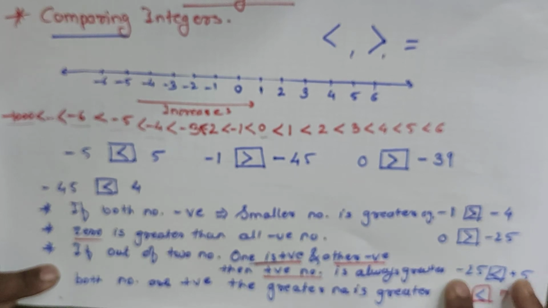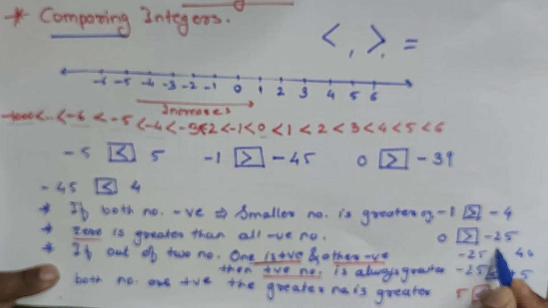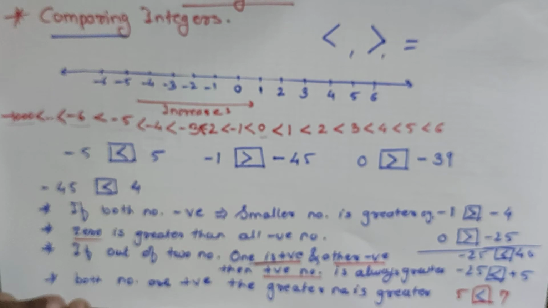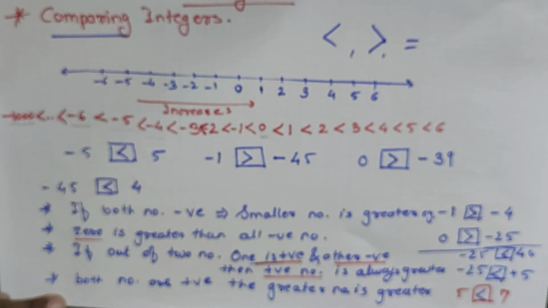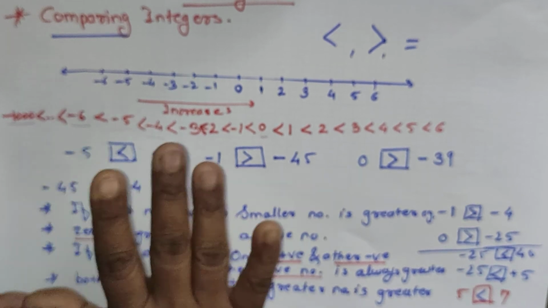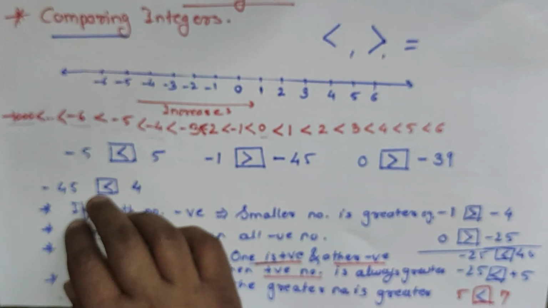One is positive and the other is negative. When it is small, it is also greater, and when it will be greater. Suppose here I have written minus 25 and 40. Then the positive number is greater than all the negative numbers. When both numbers are positive, the greater number is greater. So 7 is greater than 5. So that is the comparison. These things you have to keep in your mind.